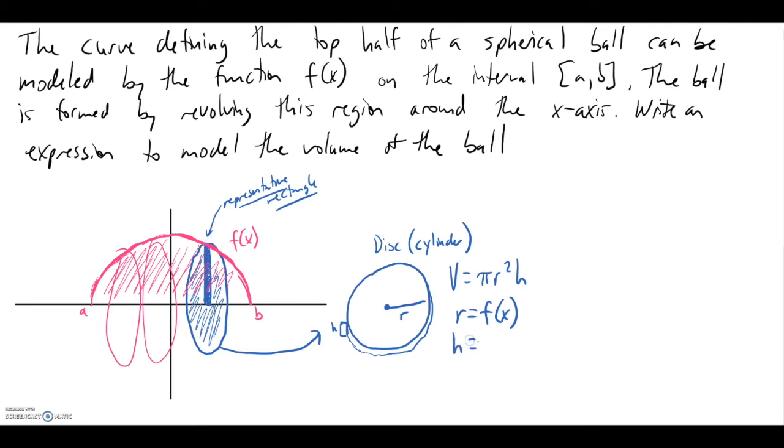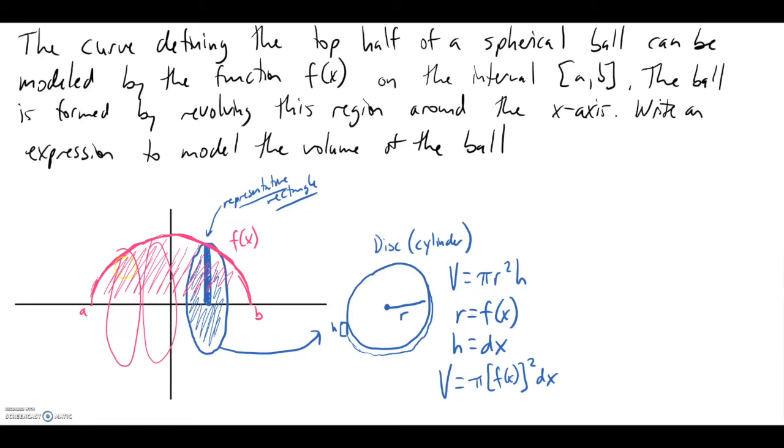And the height of this disk, well, I've made it a really tiny sliver of this region. The width of it is just some very small change in x, which we will denote as dx, familiar notation that we've seen with both derivatives and integrals, which means the volume in terms of the function and the variables that I actually see in my graph would be pi times my function f of x squared dx.